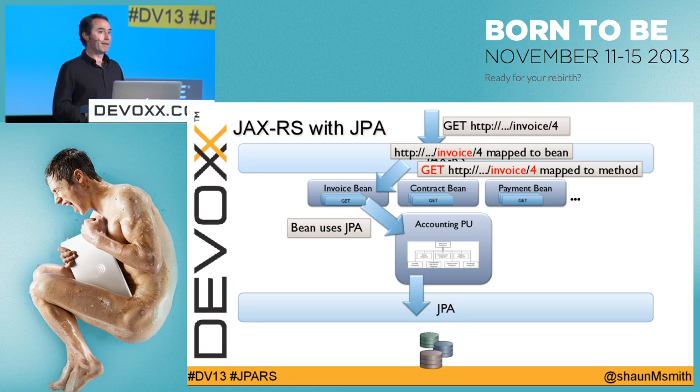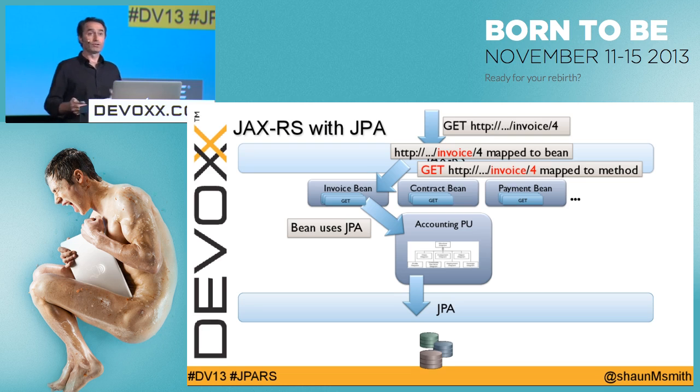JAX-RS looks at the path, figures out, okay, invoice. You map that to a given bean. It goes and maps to an instance. Goes to the bean. It maps the fact that you've said /4 and GET, or maps the GET to a particular method. We annotate it with an @GET, and it binds the parameter. And then inside that, our code runs, right, the JPA code. So the bean uses the JPA API directly and queries using the model, the persistence unit perhaps we have here for these invoices. And then we go to the database and get the data. So that looks pretty good.